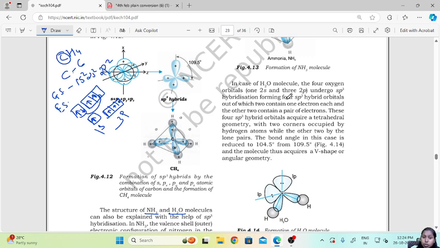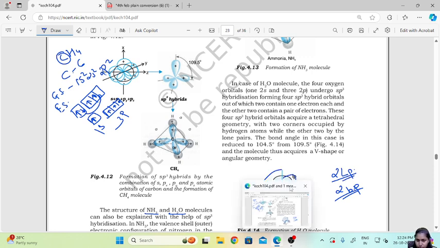Now, out of which 2 contain 1 electron each and the other 2 contain pairs of electrons. So here, in ammonia, you had 1 lone pair and 3 bonded pairs, no? But in the case of the water molecule, oxygen has 2 lone pairs and 2 bond pairs. Okay, you have 2 lone pairs and 2 bond pairs.